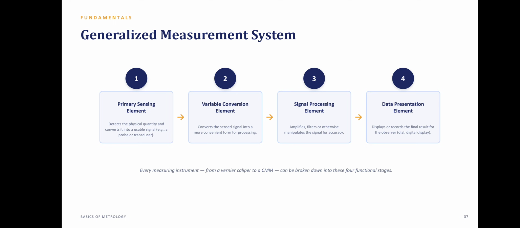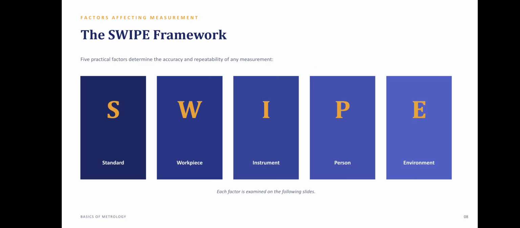Every measuring instrument, from a vernier caliper to a computer-controlled machining process, can be broken down into these four functional stages. The SWIPE framework: five practical factors determine the accuracy and repeatability of any measurement. SWIPE means S for standard, W for workpiece, I for instrument, P for person, E for environment. That is the short form of the SWIPE framework. These are the five important practical factors to determine the accuracy and repeatability of any measurement system.